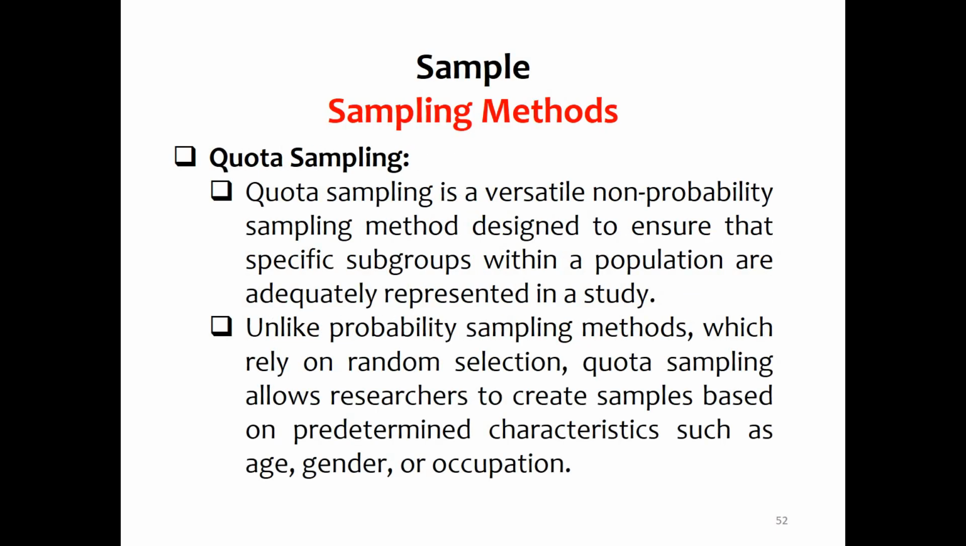Quota sampling. Through the quota sampling method, the researcher tries to access adequately representative samples from the population through specific subgroups. Using predetermined traits like age, gender, and occupation, a researcher has the ability to create a sample.